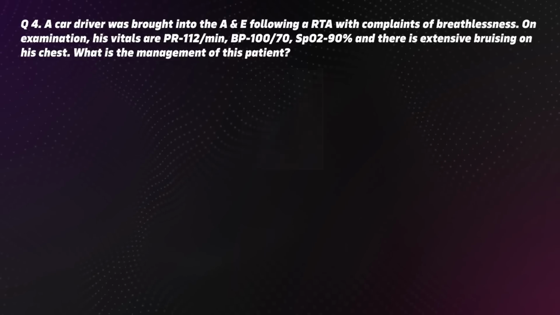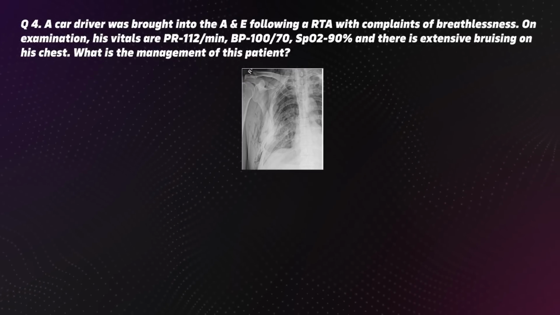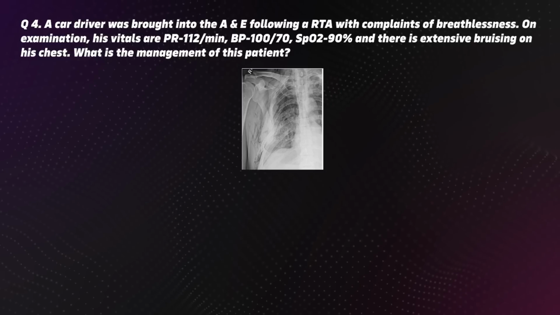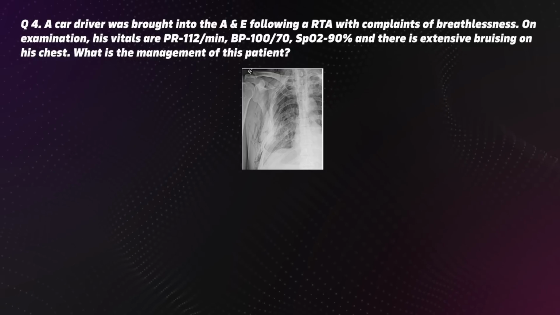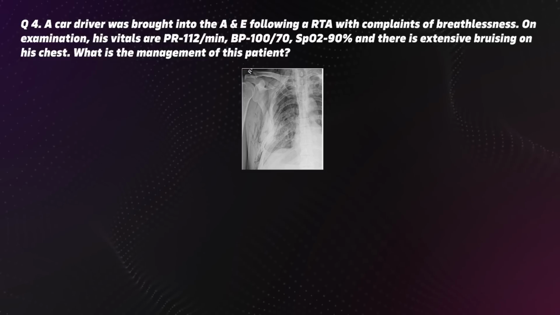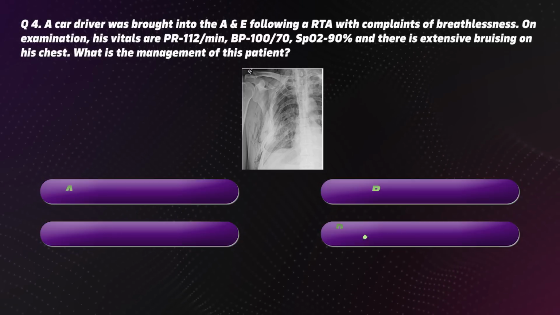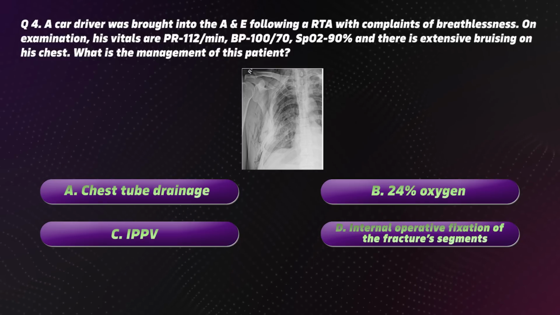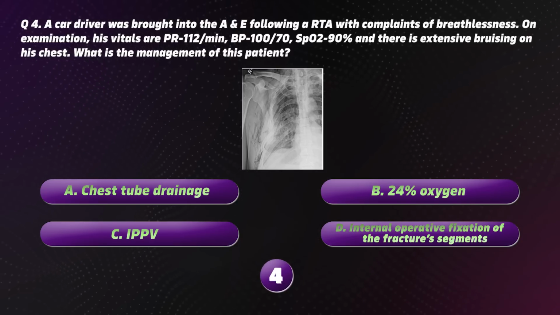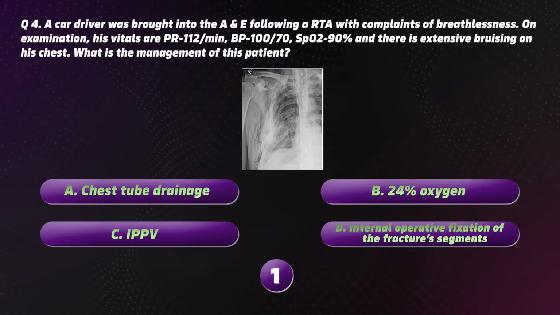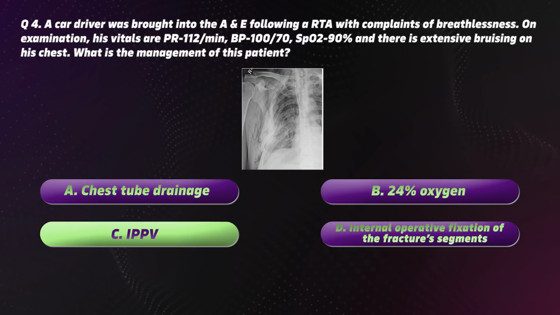Question 4. A car driver was brought into the ANA following an RTA with complaints of breathlessness. On examination, his vitals are PR 112 per minute, BP 170ths, SpO2 90%, and there is extensive bruising on his chest. What is the management of this patient? Here are the options. A. Chest tube drainage. B. 24% oxygen. C. IPPV. D. Internal operative fixation of the fracture segments. And the correct answer is option C, IPPV.